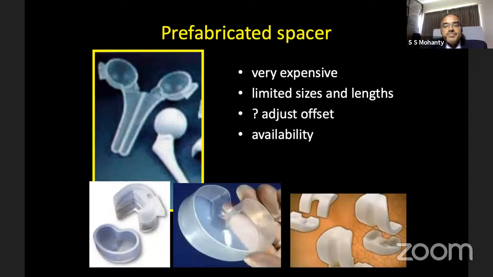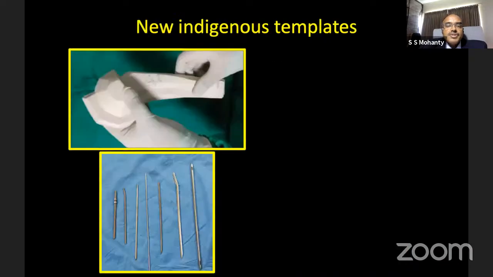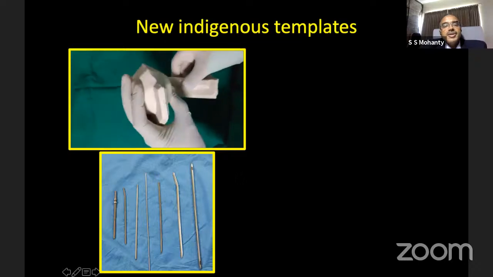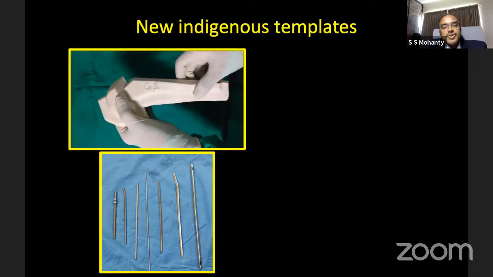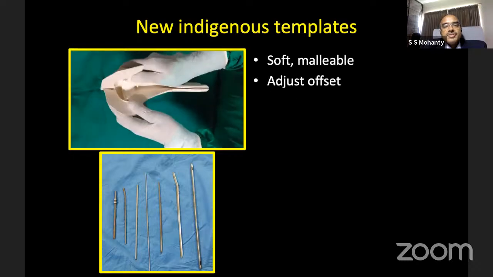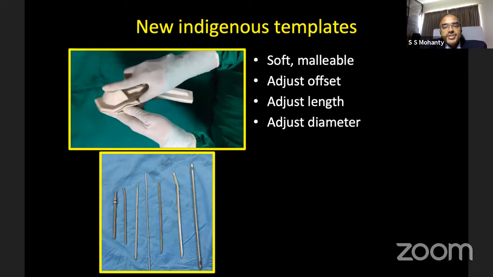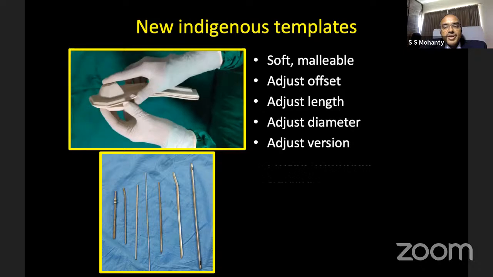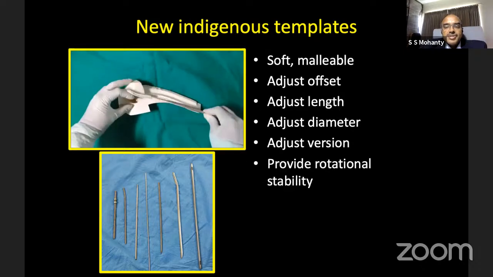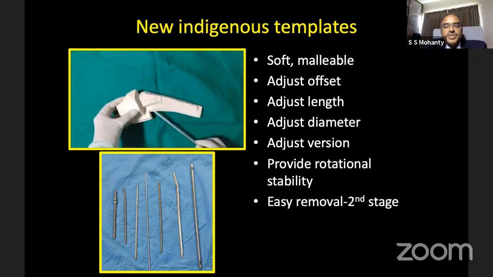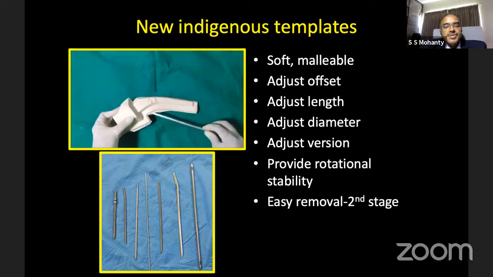Now the prefabricated spacers are very expensive in our country. They have limited sizes and lengths, and hence we prepare our own spacer using 100% medical grade silicone. These are polysiloxane, reautoclavable and reusable. They are soft, malleable. You can adjust the offset, the length, the diameter, and the version as well. It provides rotational stability and is easily removed during the second stage.